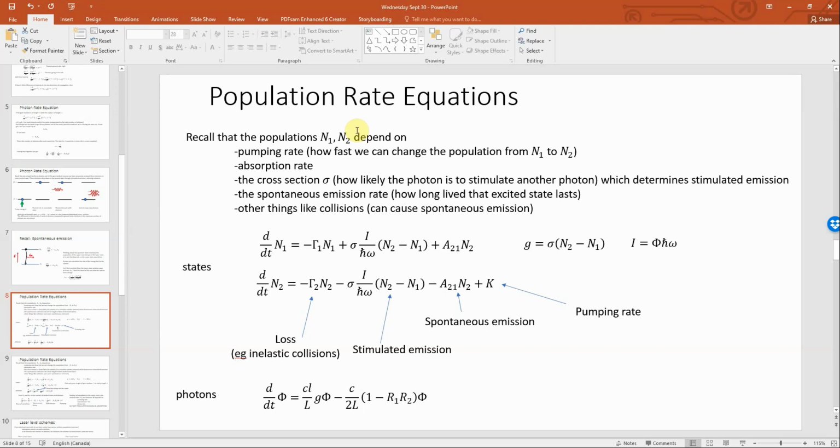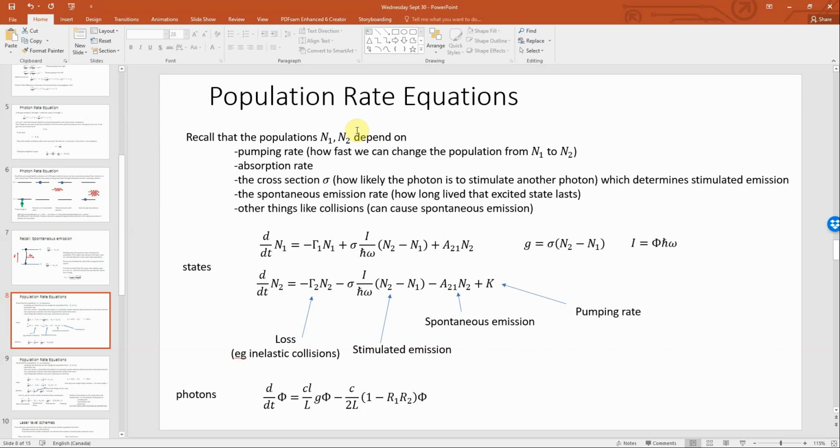It's also related to other things like collisions. When two molecules or atoms collide, they can cause spontaneous emission. That's less likely in something that's a solid. But if you have a liquid or a gas, you can have these atoms in excited states for a really long time, but then they end up colliding, and that causes some kind of spontaneous decay.